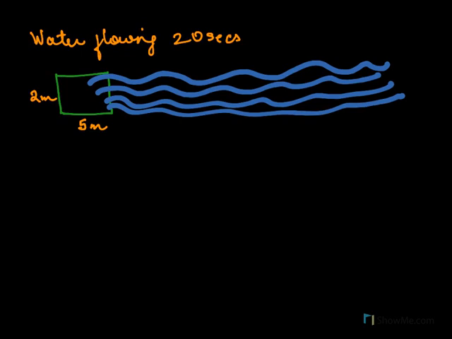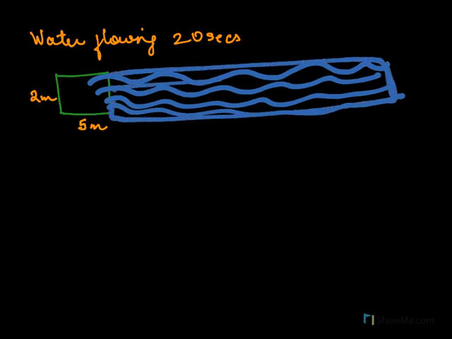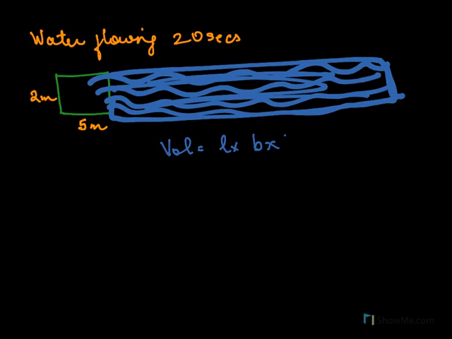It will travel a longer distance. So this is the water in 20 seconds. You agree again that it is a cuboid, and hence the volume of this water will be length into breadth into height. Now the breadth and the height we know is 5 and 2. What about the length? The length is this of the cuboid. This is the length of the cuboid, and it is the distance traveled by the water.